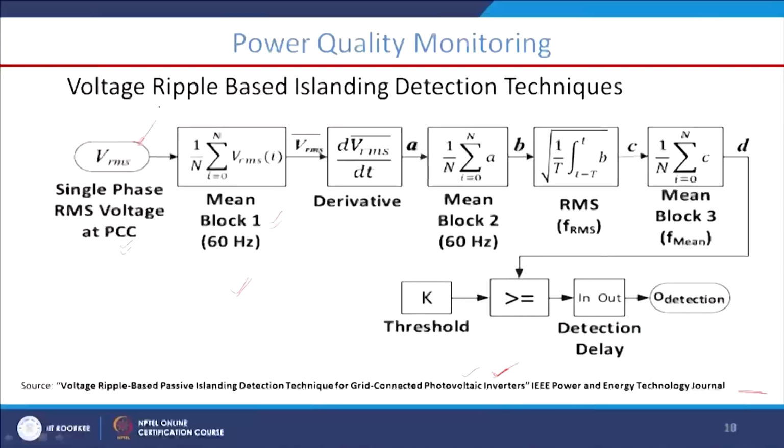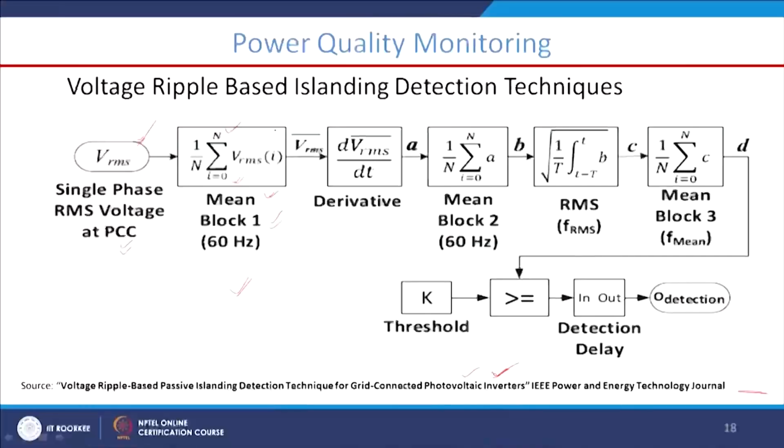By measuring this Vrms, we will take the mean of this voltage, that is 1 upon n, summation of this Vrms from i equal to 0 to n. We will just average within a cycle. As already discussed, n stands for the number of samples per cycle, because the processor understands discrete domain data.